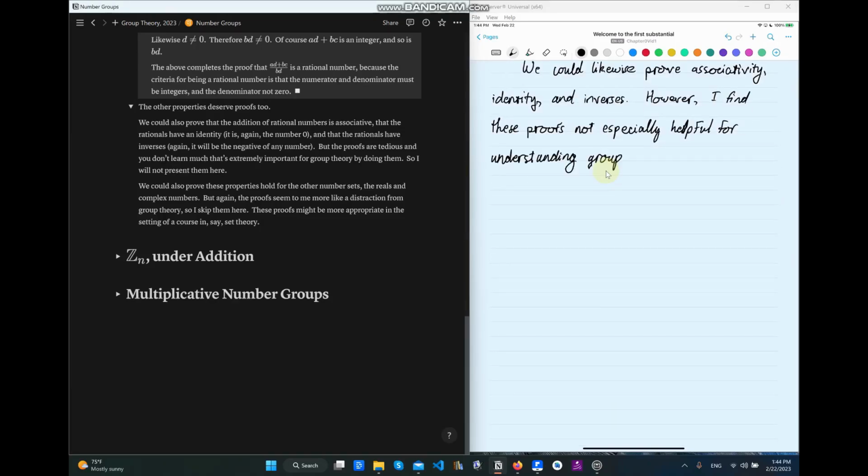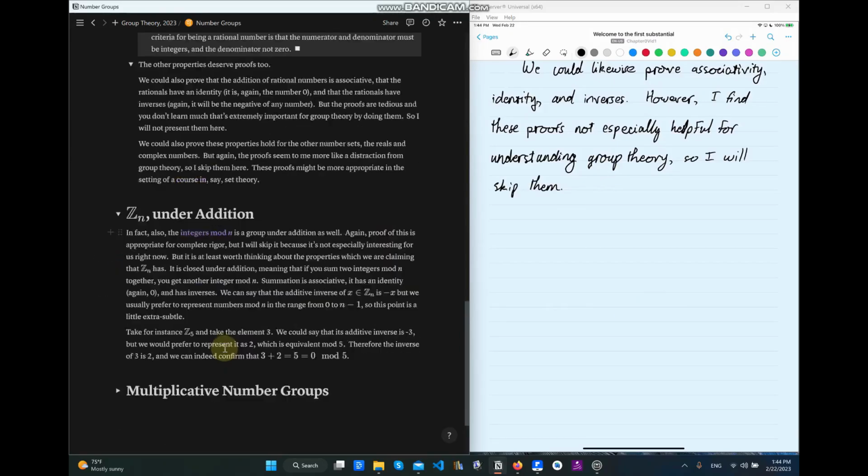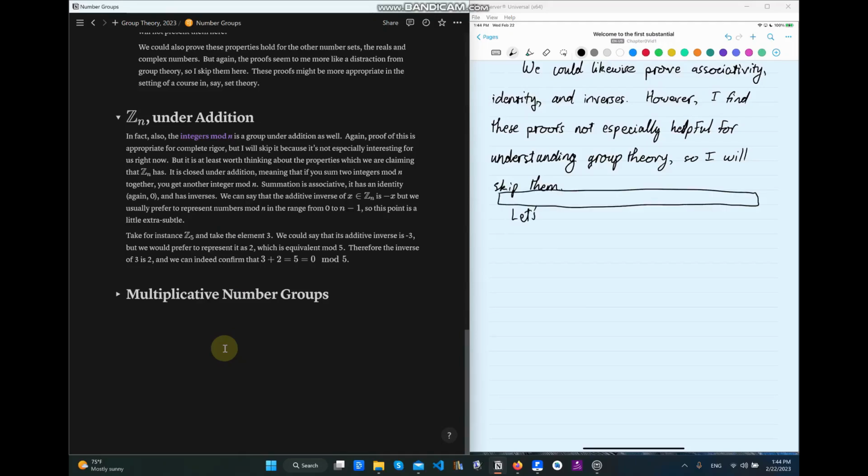Now, we could likewise prove associativity, identity, and inverses. However, I find these proofs not especially helpful for understanding group theory, so I will skip them.